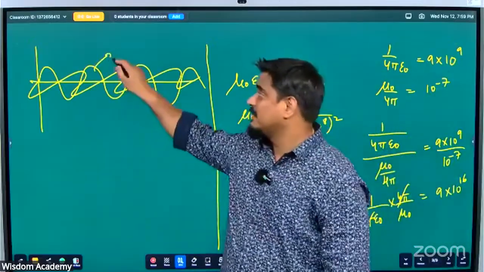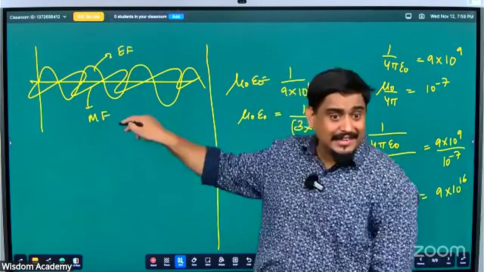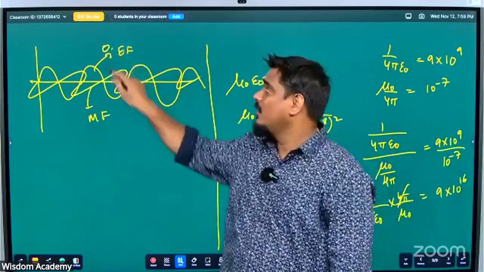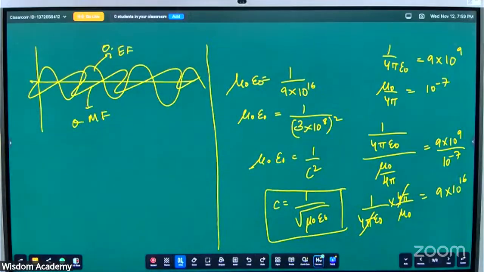Represent this, right? Electric field. This one is the magnetic field. And right there, the oscillating electric field and oscillating magnetic field combined together give you electromagnetic waves.